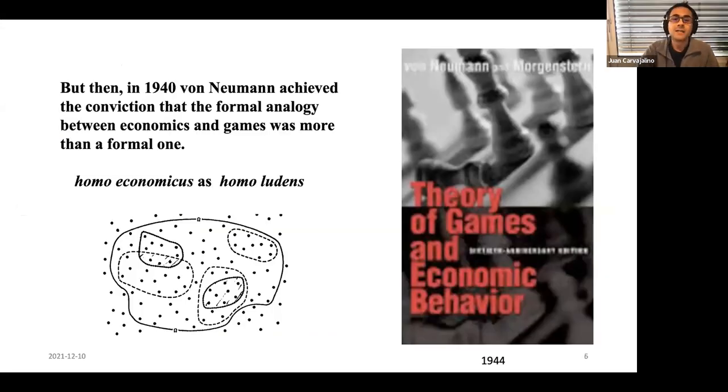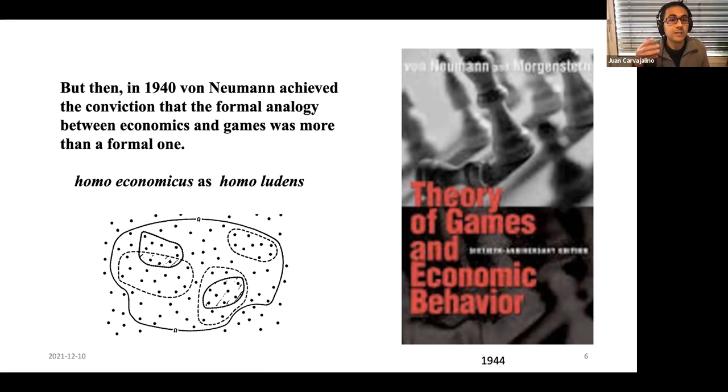But then we are in 1940, somewhere in the mid-1940, when von Neumann achieved the conviction that there was more than a formal analogy between games and economics. Since around June of 1940, he achieved this conviction that there was more than an analogy. And since that moment, he started taking the mathematical structures that he had developed in 1928 as the starting point to model and to think about Homo economicus.